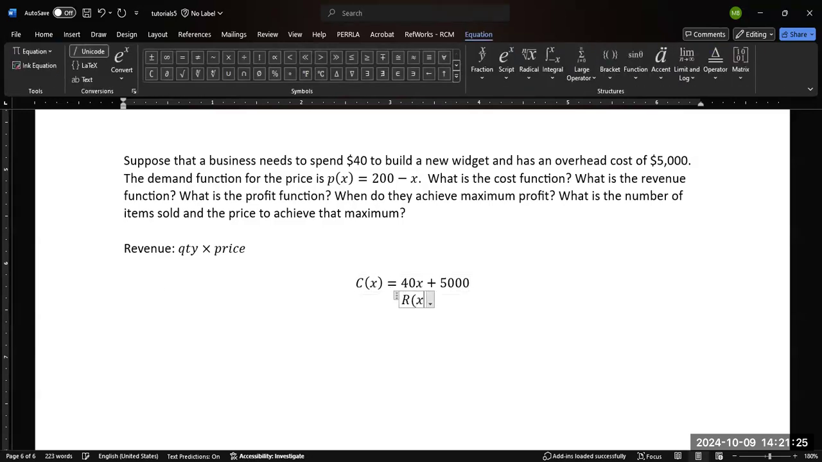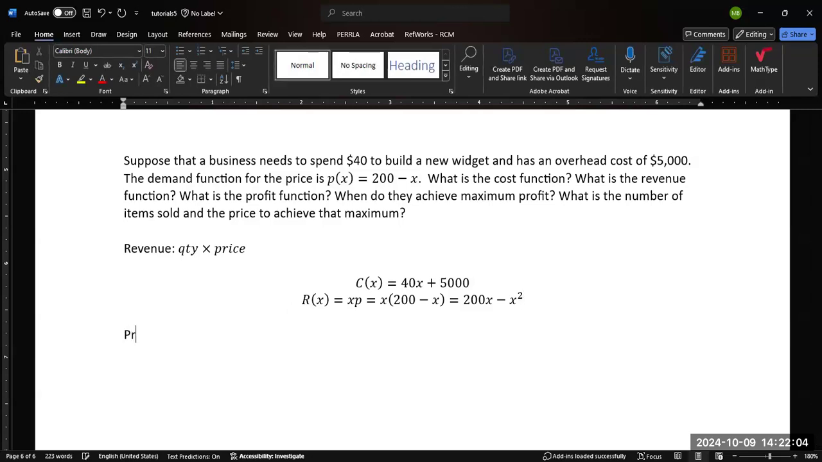The revenue is X times P, but P is 200 minus X, which gives us 200X minus X squared. So essentially what this is saying is that if I make the price $200, I'm going to sell nothing. But if I make it less than that, I will sell more. And so then the question becomes, what do I have to sell this for in order to make a profit? And when can I make the maximum largest possible profit?